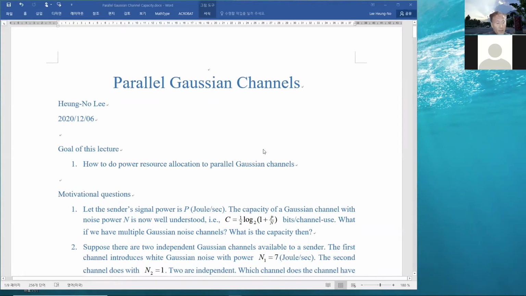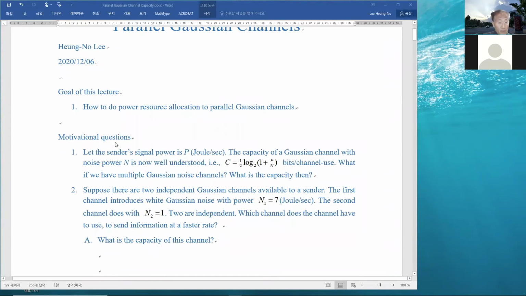So here are the motivational questions. We learned that if the signal power is given to be P, and the capacity of a Gaussian channel with the noise power N, we have an SNR, which is P over N. P over N is the SNR, and that is well understood. Basically, the capacity is half times log 2 of 1 plus SNR.